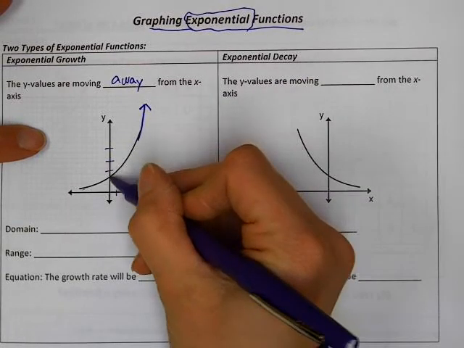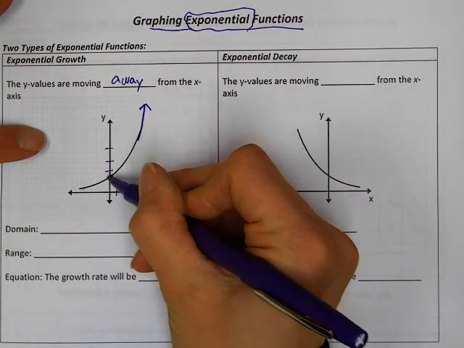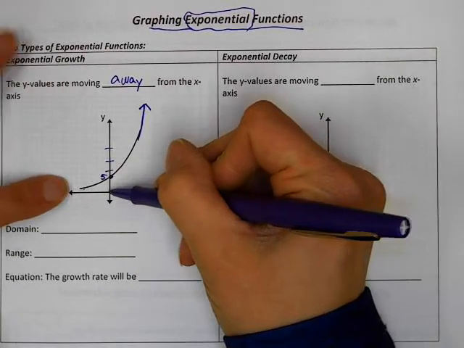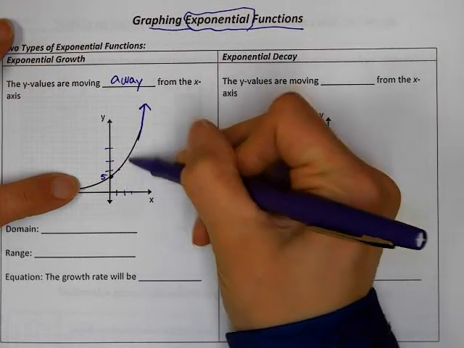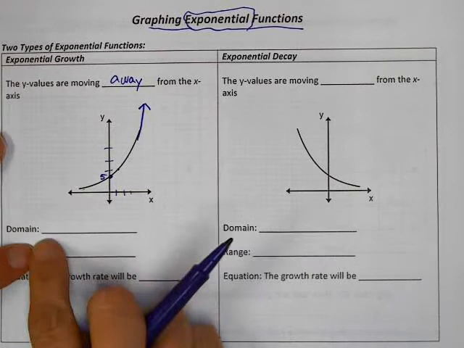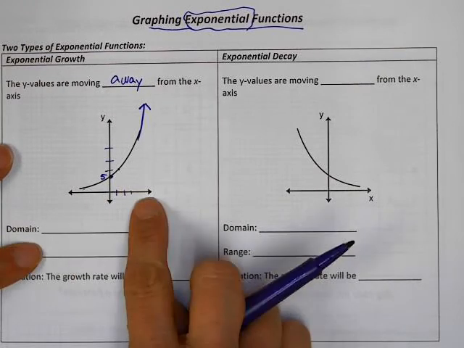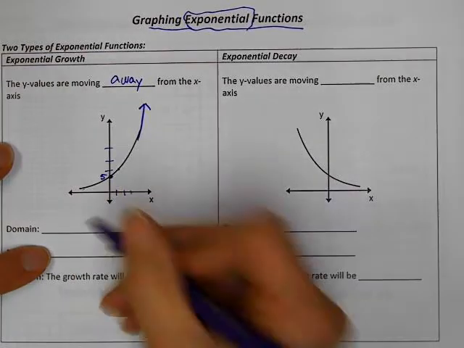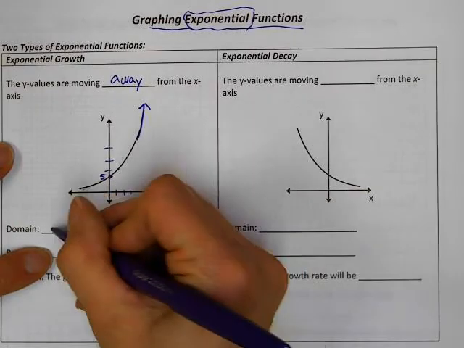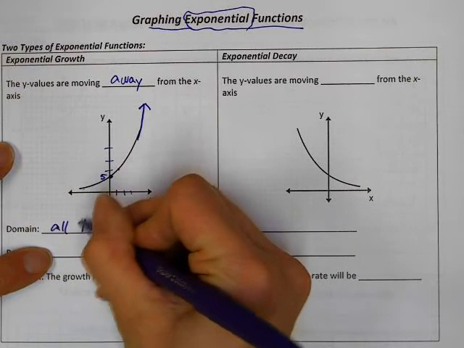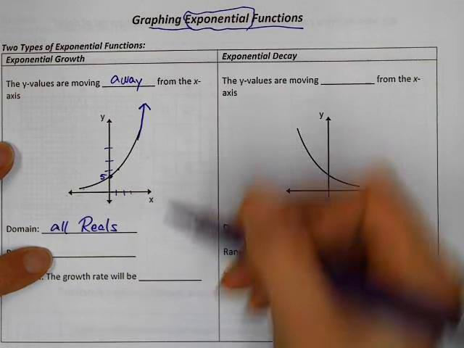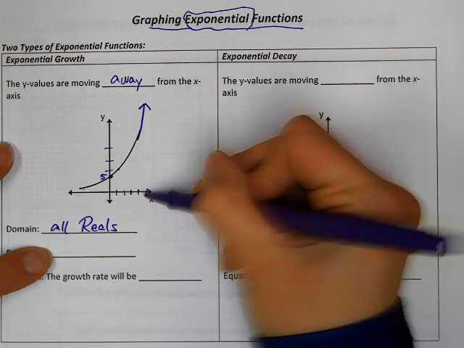So let's say that I have 5 books at home, and every day I get to double that. I get to double that and double that, and so I'm going to get more and more and more books. The domain, the set of x values, I'm going to say is all reals. You can plug in any x number that you want. You could say 3 days or 4 days or 5 days.